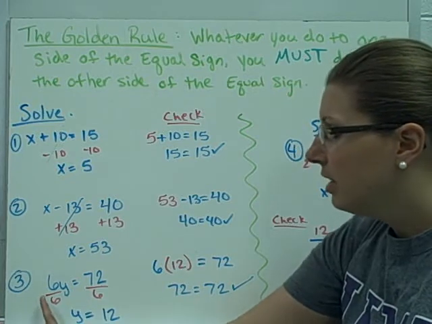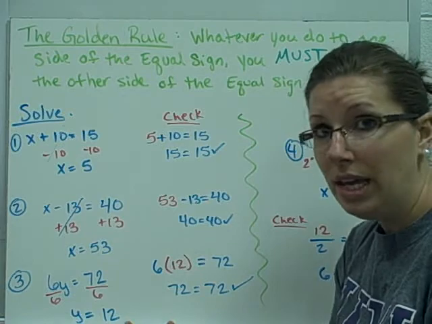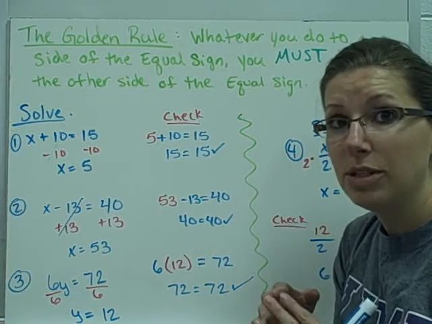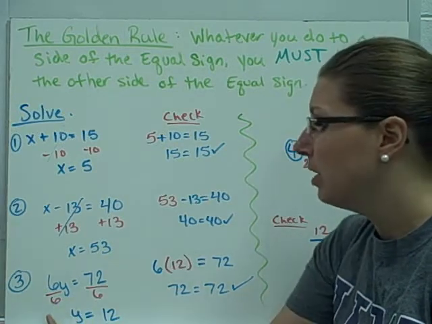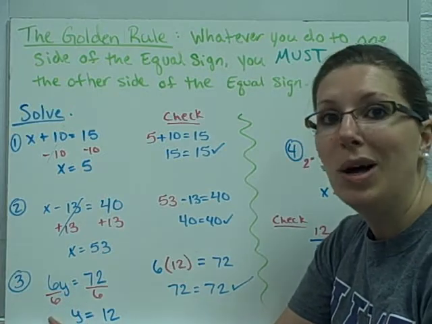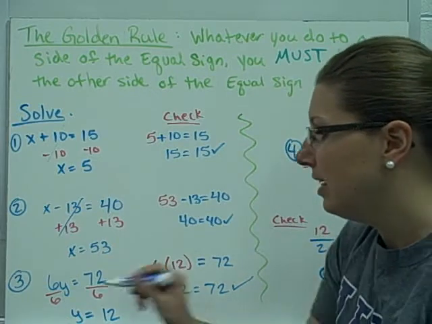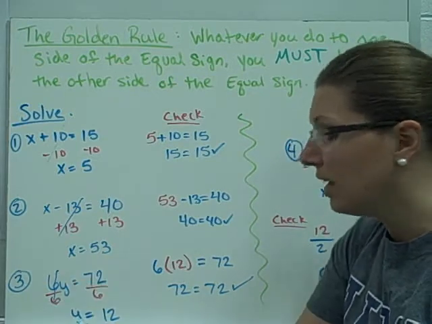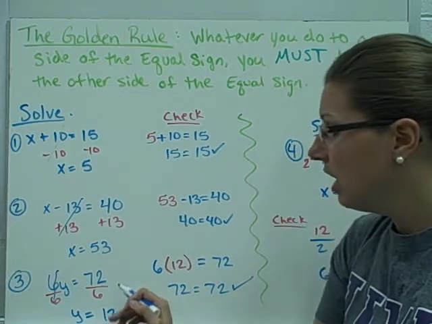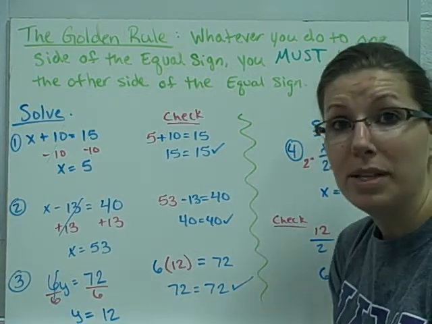Another example, 6y equals 72. So what's happening to y? Multiplication. What undoes multiplication? Division. So I'm going to divide both sides by 6, because what you do to one side, you also have to do to the other side. So 6 divided by 6 is 1. That's what I want. I want 1y. 72 divided by 6 is 12. So y equals 12 is my solution.